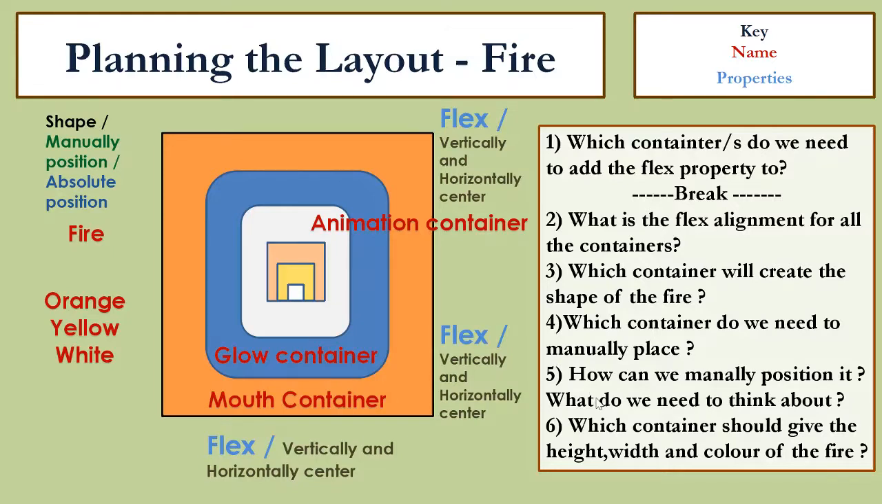And lastly, which container should give the height, width, and color of the fire? Well, these boxes here. The orange box will have a separate height, width, and color. The yellow box will have a separate height, width, and color, and the white box will have a separate height, width, and color.